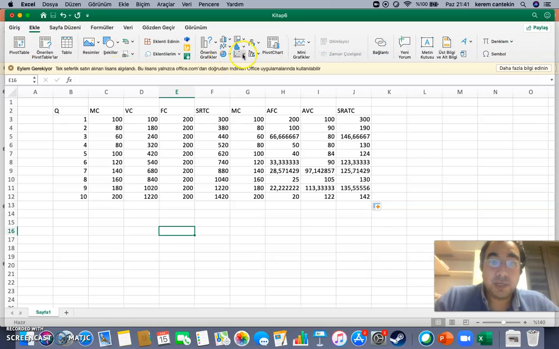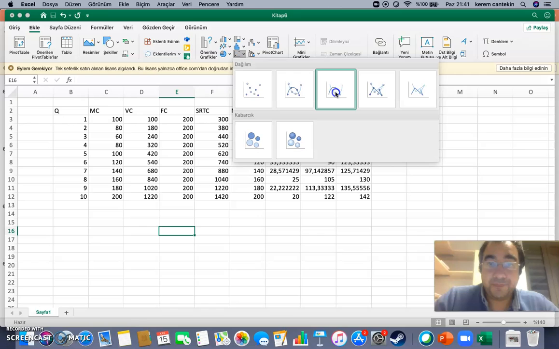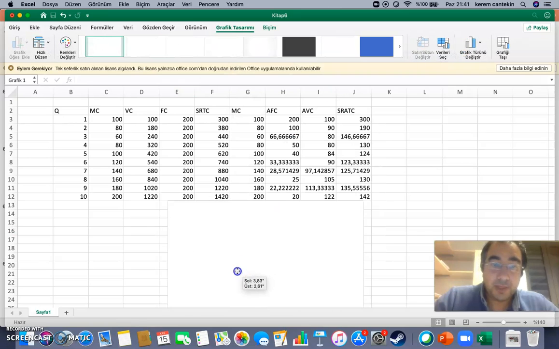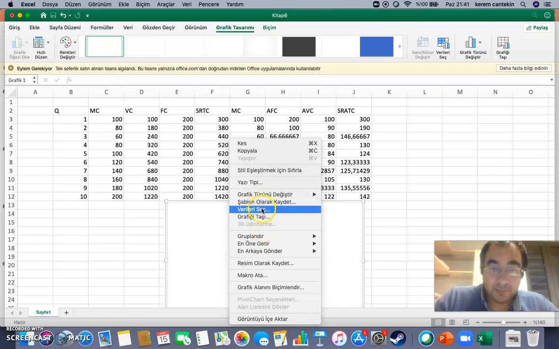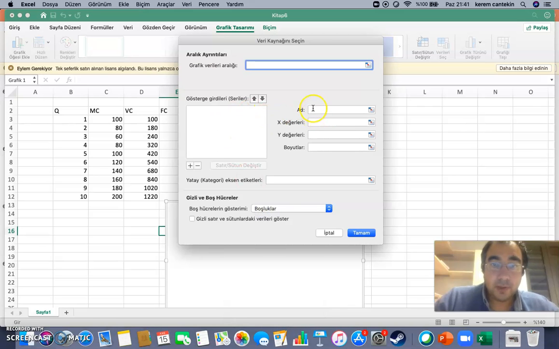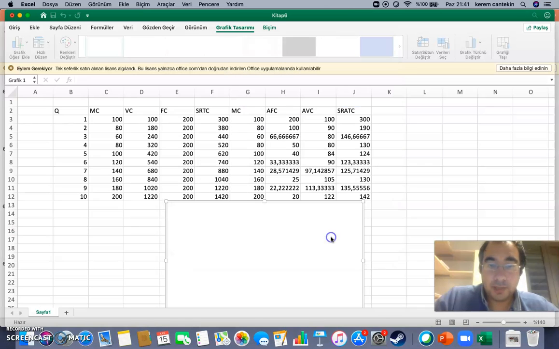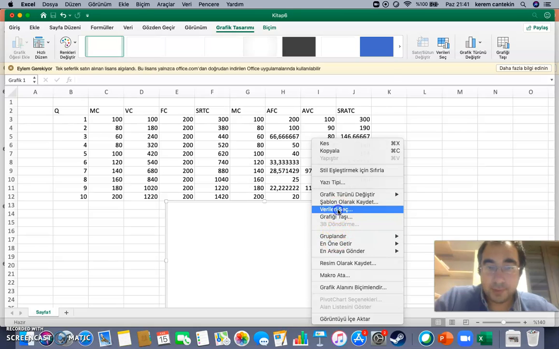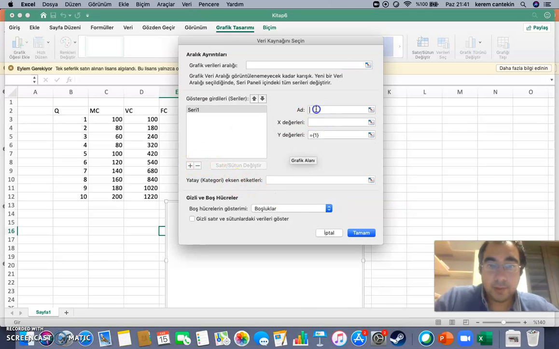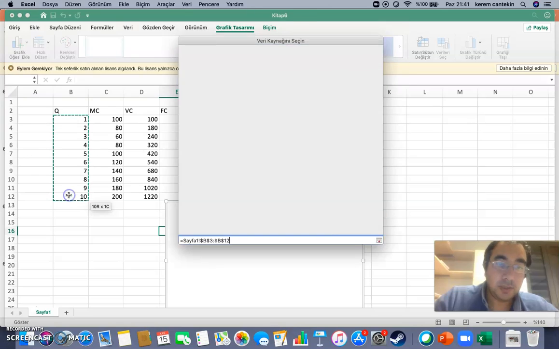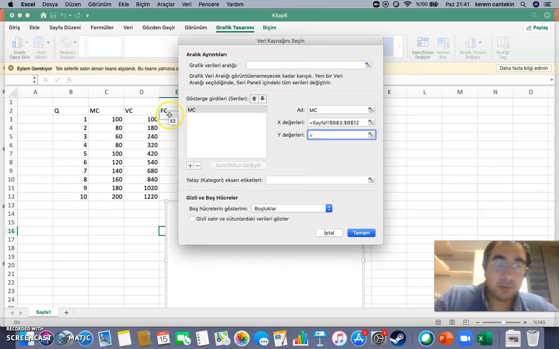And basically, I can draw a graph with, let's say, marginal costs first. Let's do it again. Marginal cost first, with x values as quantities and y values as the marginal costs.